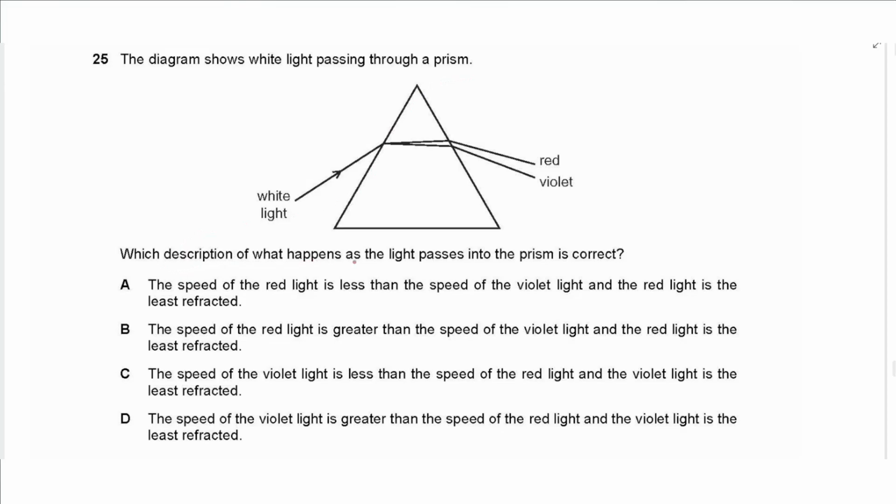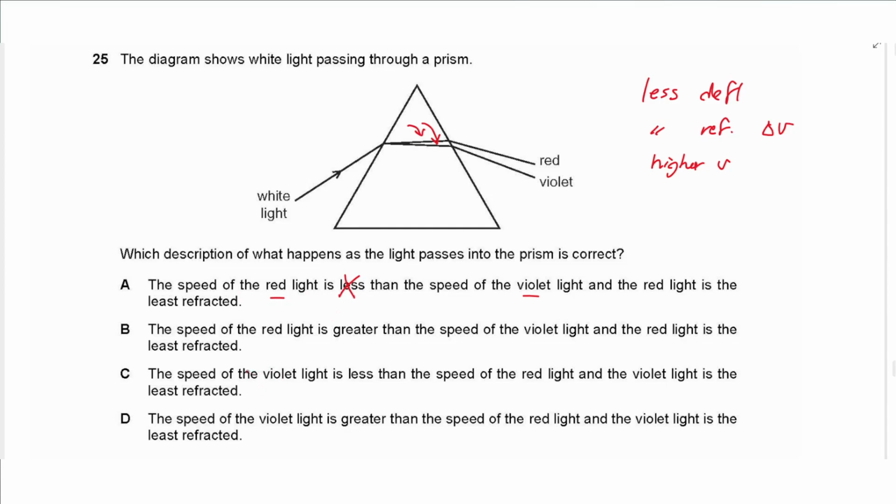Question 25 says the diagram shows white light passing through a prism. Which description of what happens as the light passes into the prism is correct? So it's a comparison between red and violet rays. So the red did not divert as much as the violet ray. So less deflection means less refraction or less change in speed, which means that the red will have the higher speed.